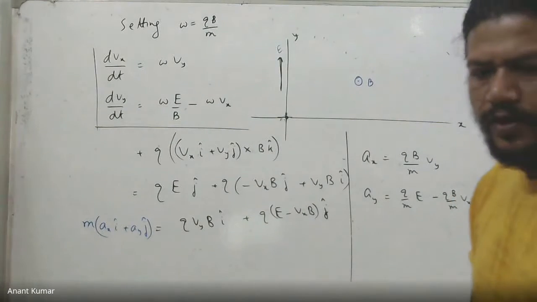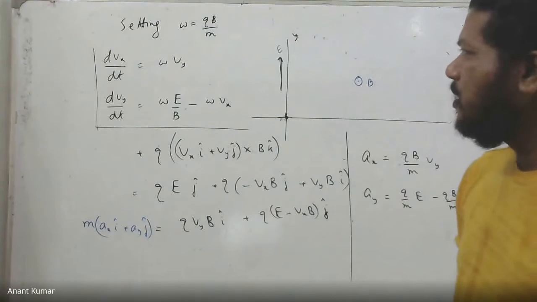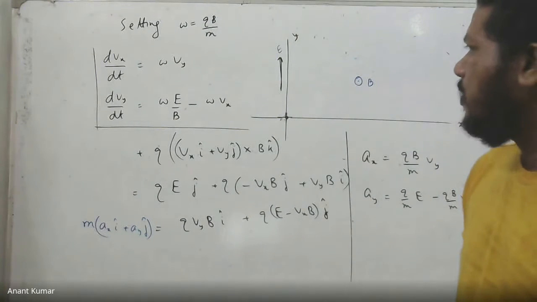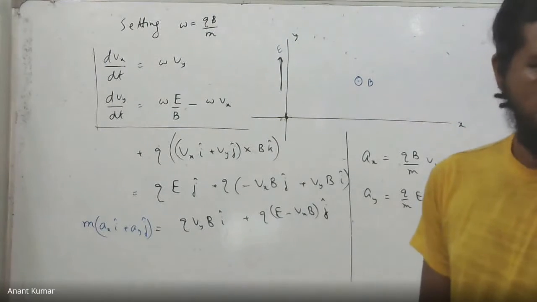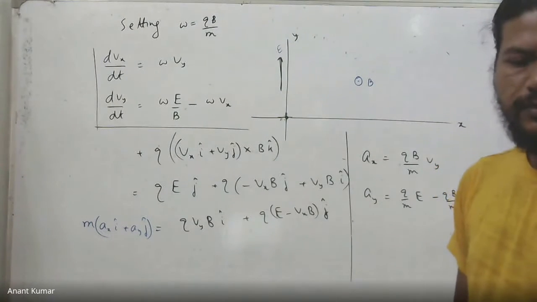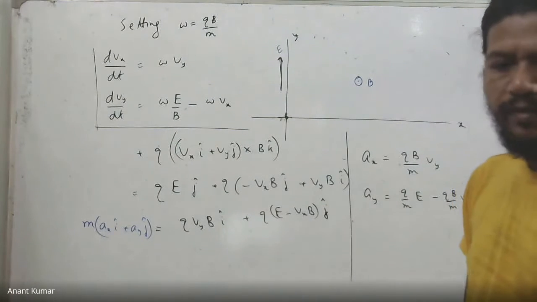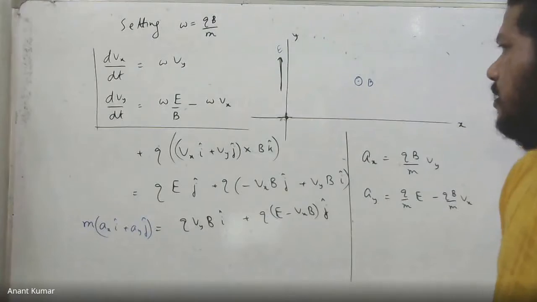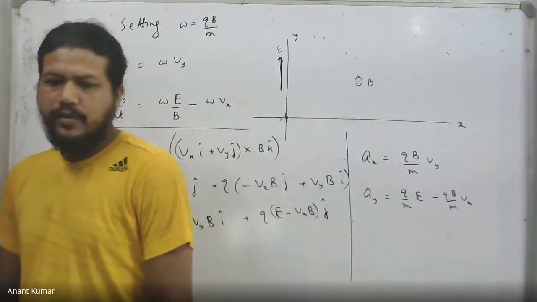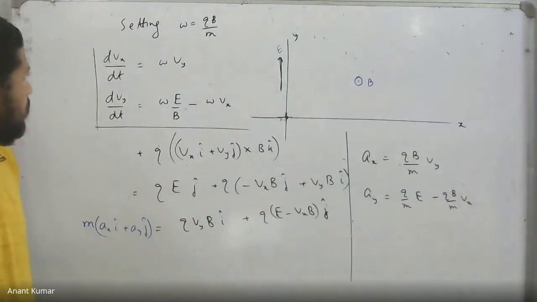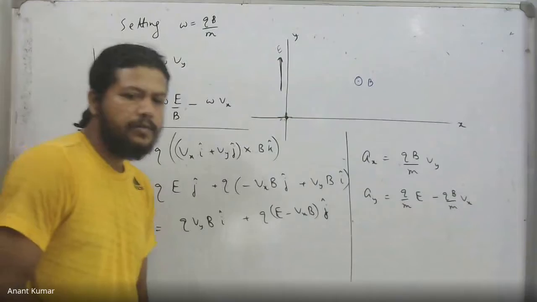What happens if you divide them, you will get what? You get dVx upon dVy equal to Vy upon E by B minus Vx. Will that be useful? Relation between Vx and Vy. So you just get something like dVx upon dVy equal to Vy upon E by B minus Vx. That is what we have got.